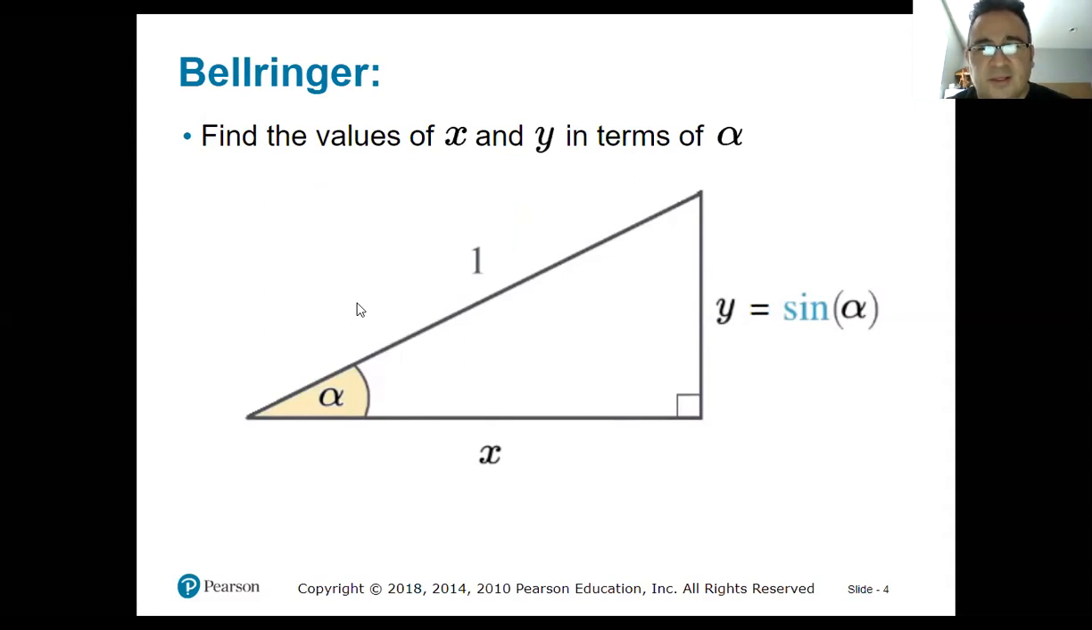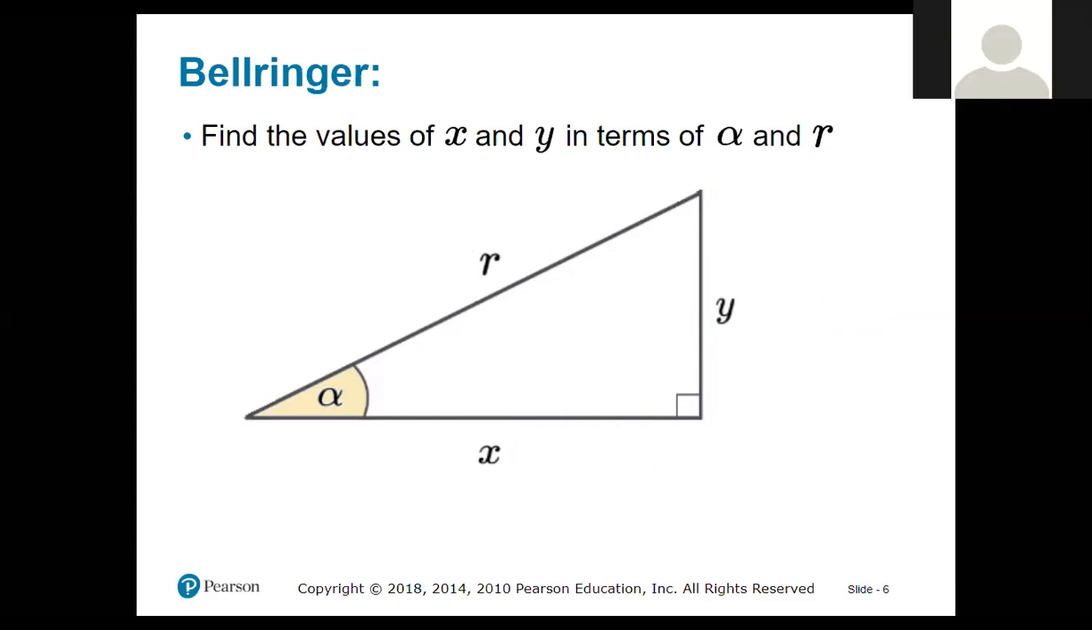Poor thing. All right. So X is equal to cosine of alpha. Everybody okay with that? Okay. Let's try this one now. Find the values of X and Y in terms of alpha and R. So notice our hypotenuse was 1 before, now it's R.